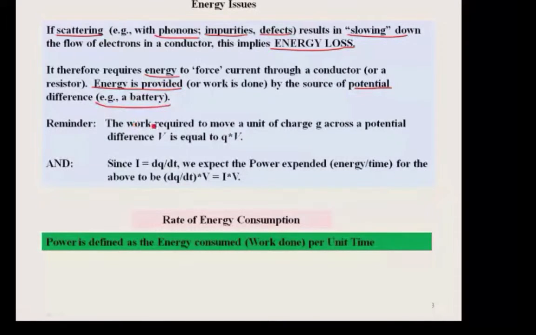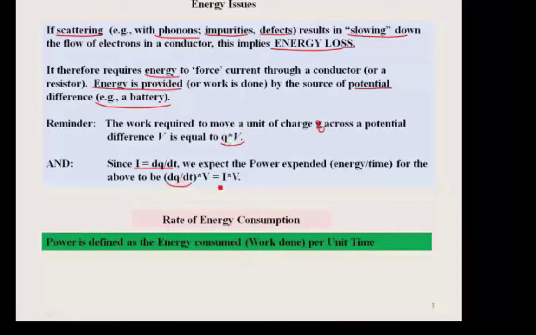Just a reminder that the work required to move a unit charge, this should be Q, across a potential difference V is equal to Q times V. We know that current is dq/dt, and so we expect that the power expended, which is energy per unit time, for the above to be dq/dt times V. Well, that's equal to IV. Realize what I'm doing here. I'm taking this quantity, which is the work required to move the charge across the potential V, and just differentiating, and V is a constant, so you get dq/dt. That's what this factor here is.